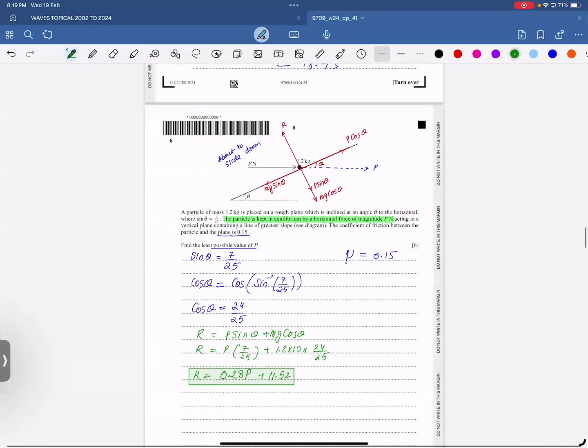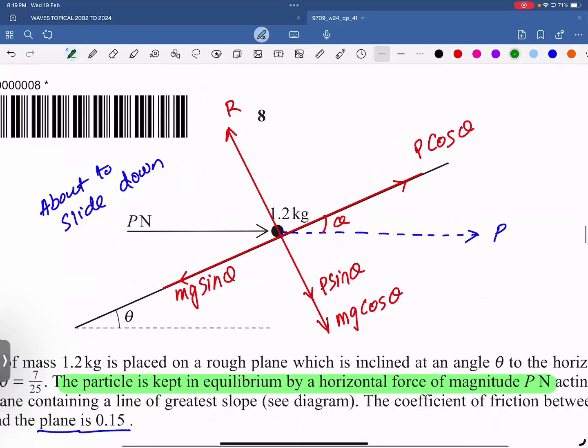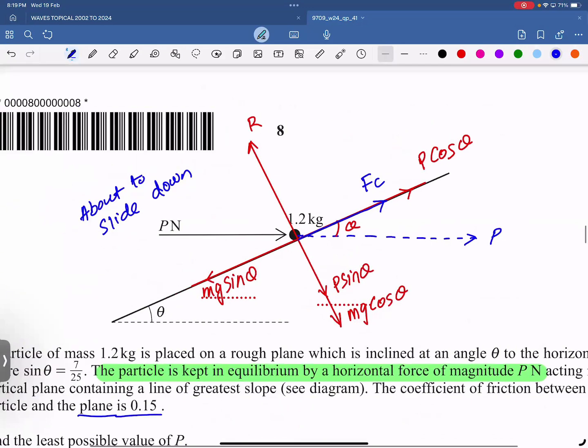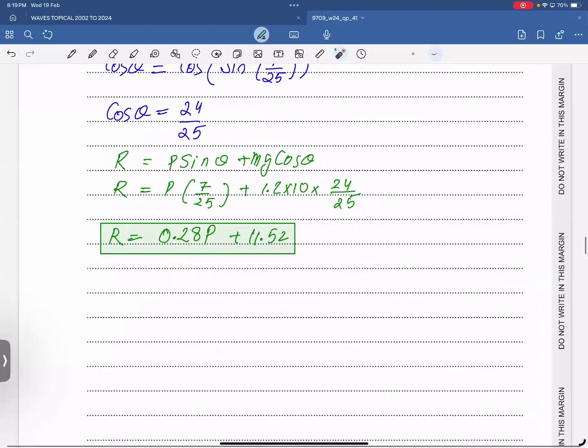So as I told you, least force means it is the weakest force. It is the weakest. So about to slide down, I told you already. So if it is about to slide down, the frictional component Fc is up. Least force means weakest force. Maximum force means strongest force. If it is a weakest force, so about to slide down, so down is equal to up. We are going to equate these two components now. So mg sine theta is equal to Fc plus P cosine theta.